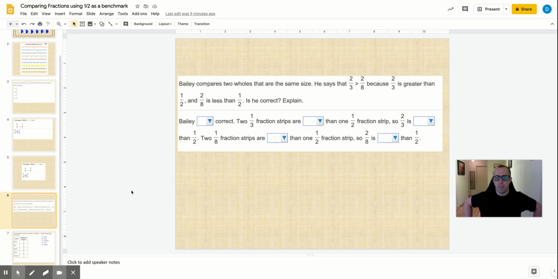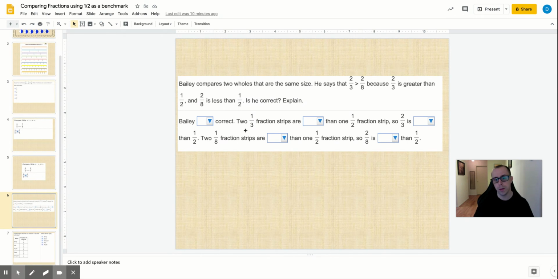Here you have a word problem. Bailey compares 2 wholes that are the same size. That just means she's comparing the same shapes. They're the same size. Think of 2 pizza pies, 2 circles, 2 rectangles, 2 number lines. He says that 2/3 is greater than 2/8 because 2/3 is greater than 1/2 and 2/8 is less than 1/2. I can't click the drop downs for you because this is a copy. Okay, but this will say Bailey is correct or Bailey is not correct.